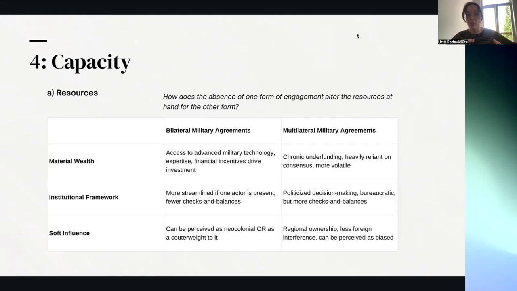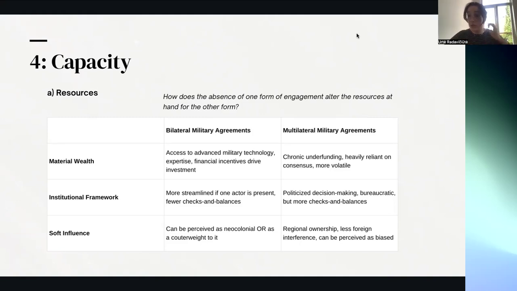So for bilateral military agreements, that is to say between two countries, you have probably more access to material wealth than you would under multilateral military agreements. So think about UN peacekeeping missions, which are chronically underfunded. And also the amount of resources that is being allocated heavily depends on consensus of the parties that are within that multilateral organization. So therefore, funding is not only likely to be less, but it's also likely to be a little bit more volatile.